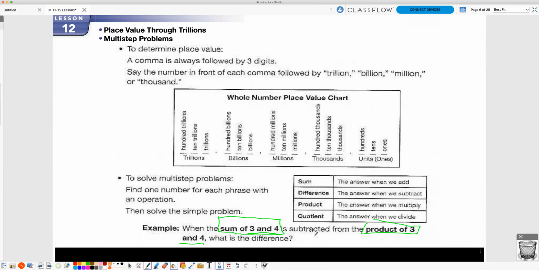If you were to do that, you would get 7, and the product of 3 and 4 is 12. And it says here the sum of 3 and 4 is subtracted from the product of 3 and 4. So that means you need to take 12 minus 7 to get 5. That is the difference.